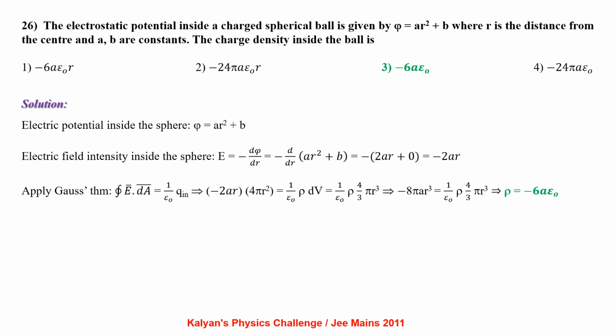Now apply Gauss theorem. It is integral E bar dot dA bar equal to 1 by epsilon naught Q in. So electric field already we found, that is minus 2AR. The area of the spherical shell or the Gaussian surface is 4 pi r square equal to 1 by epsilon naught. Q in I can write as rho into dV, where rho is the charge density and dV is the volume of the Gaussian surface. Then we can substitute the values of dV, that is 4/3 pi r cube, and upon simplification we get the charge density rho equal to minus 6A epsilon naught.